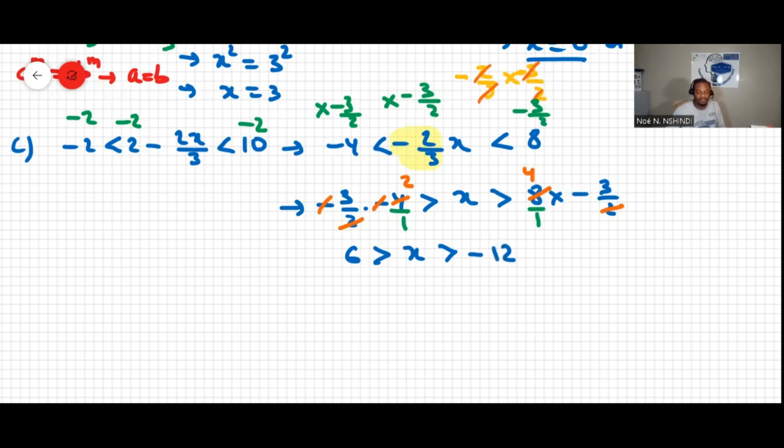Now we can rewrite this in ascending order. So it's going to be -12 less than x, less than 6. See the order: 6 greater than x, greater than -12. So if we reverse it, it's going to be -12 less than x, and x less than 6. Okay, that was question C.